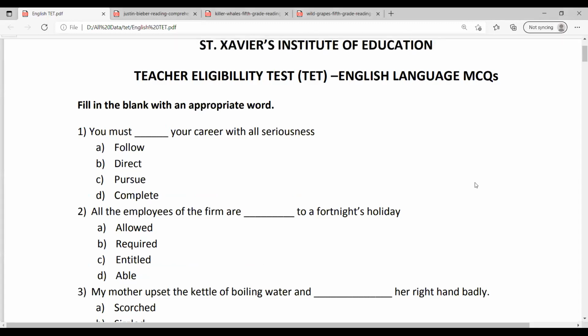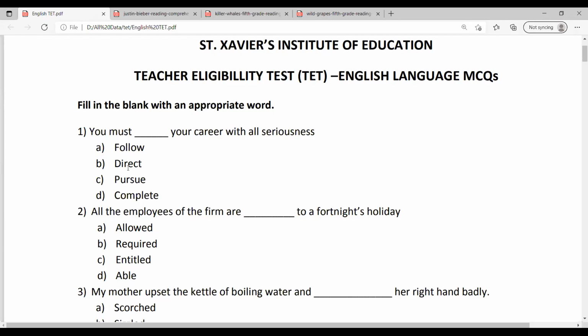Ma'am, fill in the blanks with an appropriate word. I will not do all the mathematics one. This is purely English. Let me be very honest that I have taken all these things from the TET book. There is a book that comes for TET, which we had purchased in our college, and we had made all these test items from it. So these are not my questions. These are questions that have been sourced from those books. Fine, so fill in the blanks with an appropriate word.